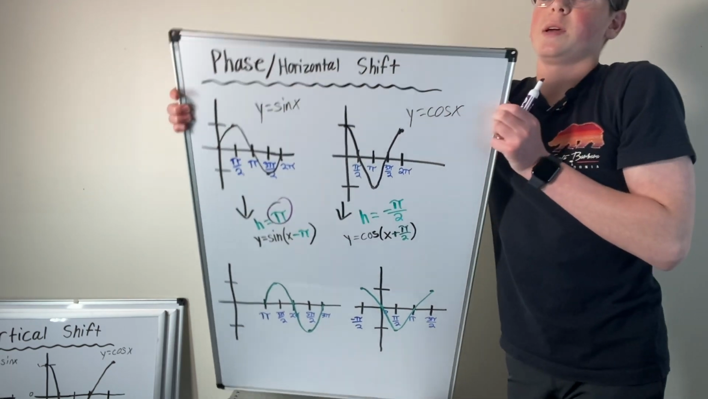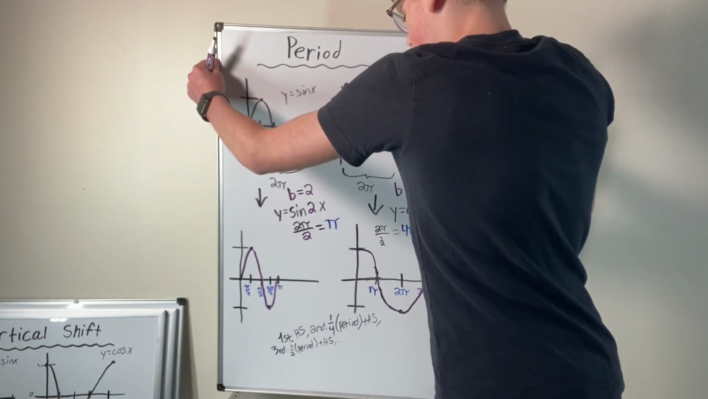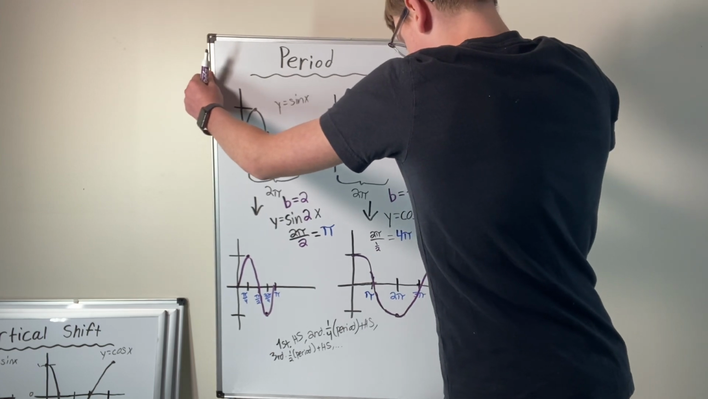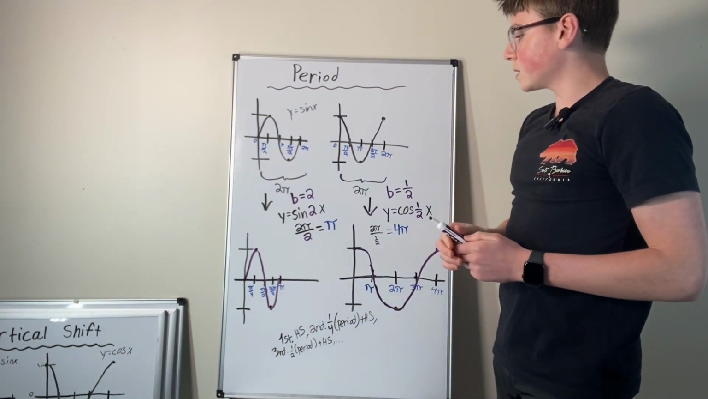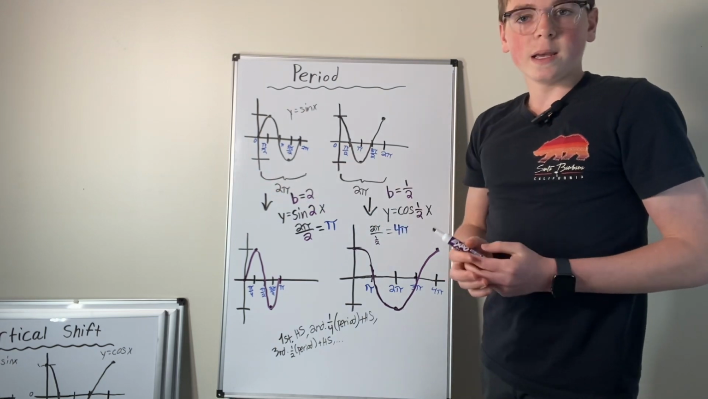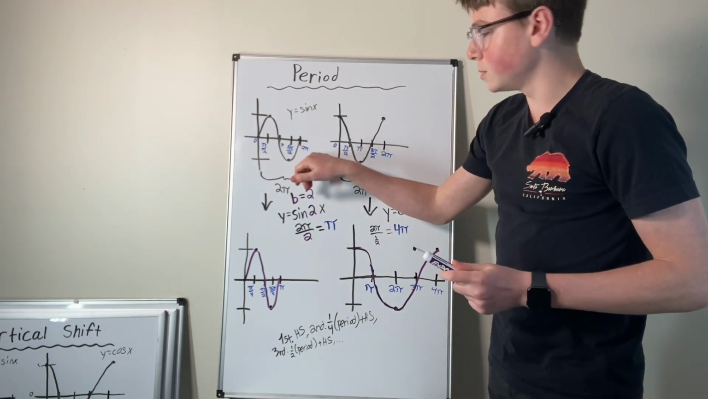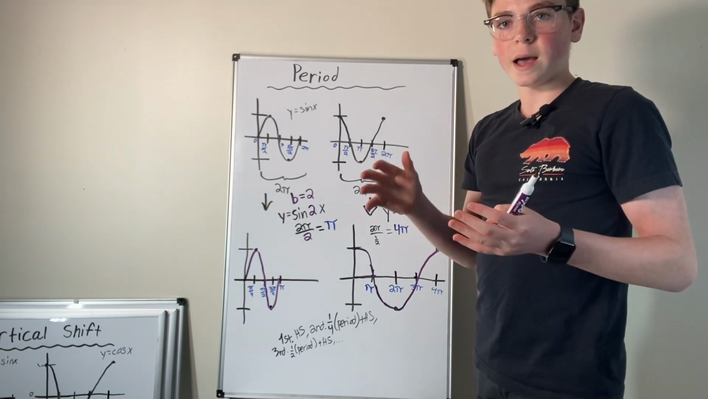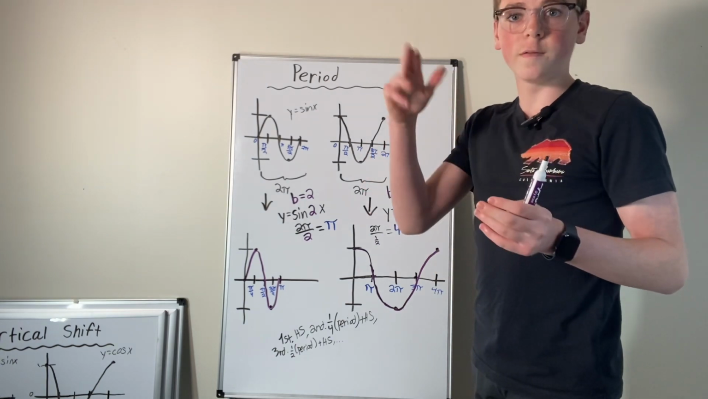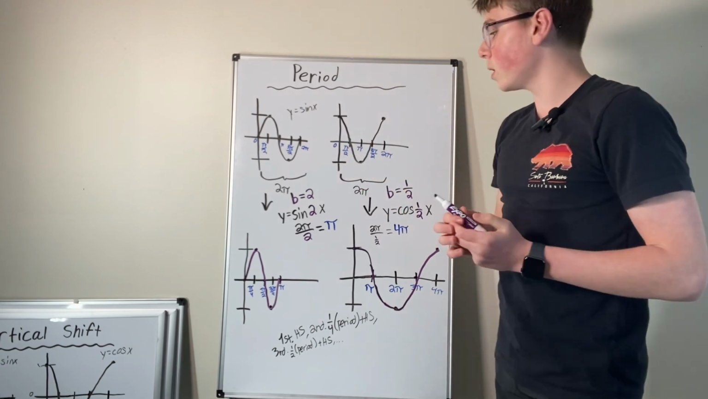Then finally, period. And this comes along with scale, as we will talk about. So y equals sine x, y equals cosine x. Again, the period is 2 pi. From 0 to 2 pi, so the period is 2 pi. It takes 2 pi radians to go through a full cycle of sine or cosine.